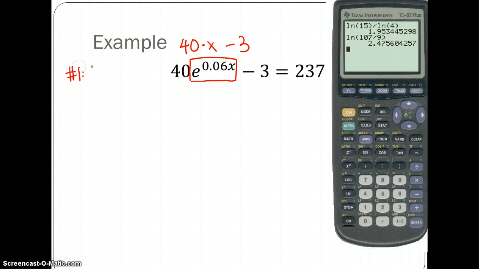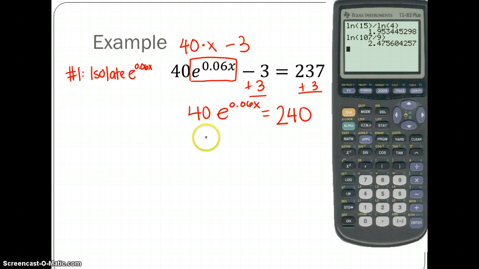So for number 1, we want to isolate. In this case, we're isolating e to the 0.06x. So we're going to add 3 to both sides. 40 e to the 0.06x equals 240. And then to get rid of the 40, we're going to divide by 40. E to the 0.06x equals 6. Okay, we've got it alone. We've got the base and the exponent alone.